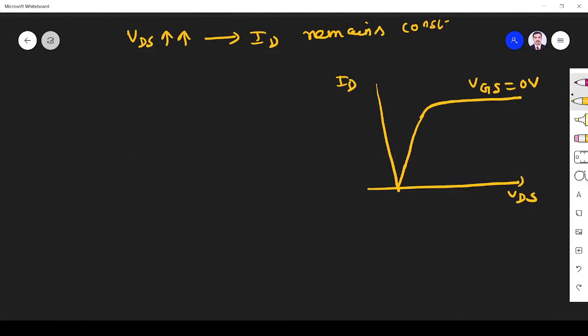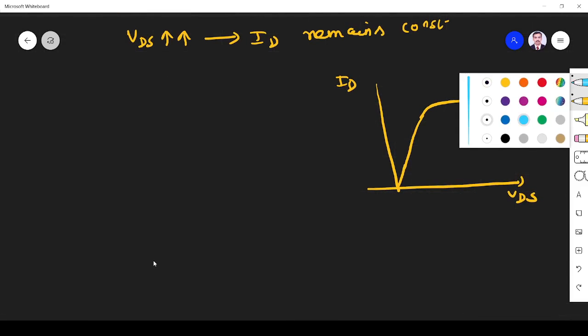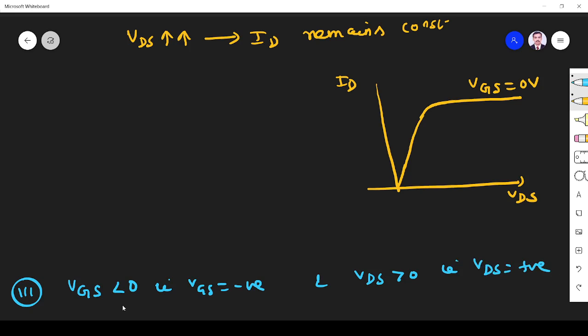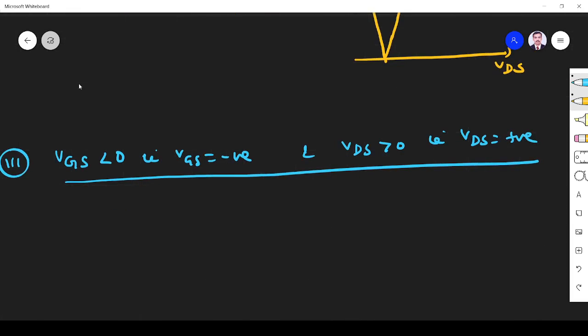Next we will go to the third condition, case 3. Here VGS is less than 0, that is, VGS is negative, and VDS is greater than 0, that is, VDS is positive. Under this condition, what will happen? Let me draw.